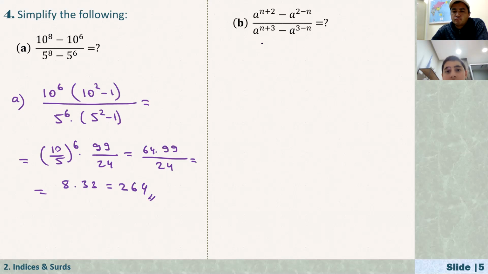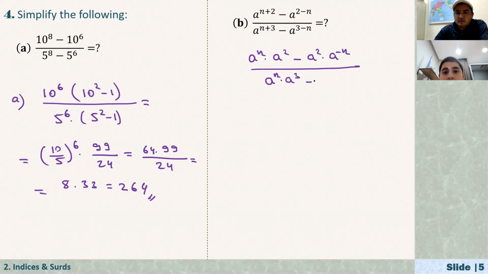That one, was it in the test? Yeah, I think so. This one you should take common out. Actually, you can make common out. The common is a squared in the top. Here we have a to the power of n times a squared, right? Minus a squared times a to the power of minus n. Then you take out.